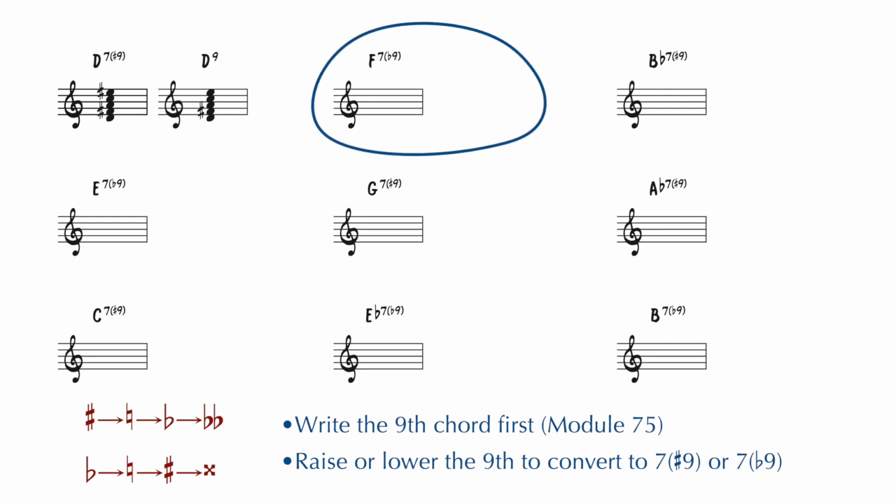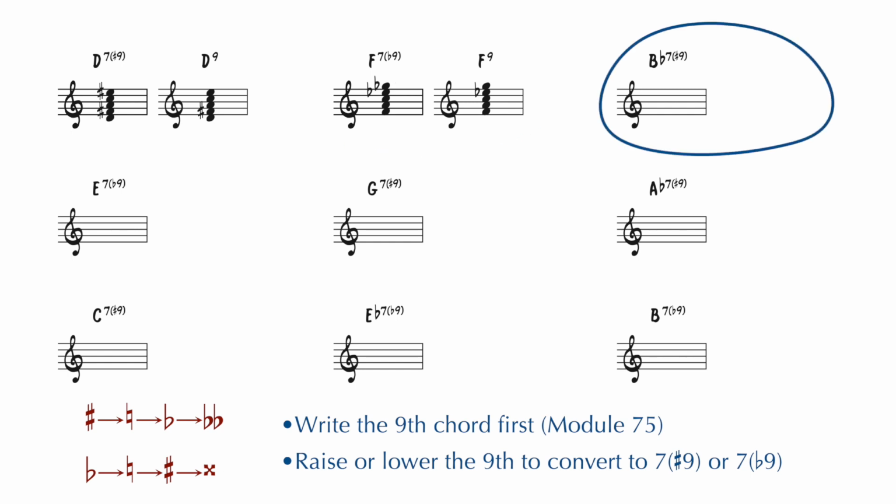Number 2, F7 flat 9. First write an F9 chord. That's going to be F, A, C, E flat, and G. This is a flat 9, so we're going to lower the ninth. The ninth is G. That changes to G flat. And now we have F, A, C, E flat, G flat, F7 flat 9.